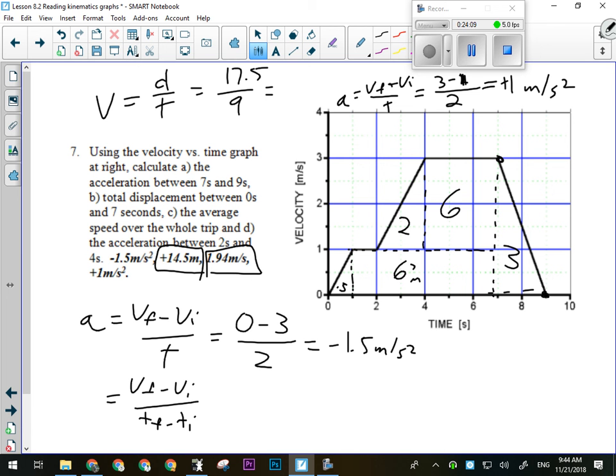So I'm not going to give you a really complex graph to read. I'm not going to make it so that you have to do 10 calculations for 3 marks. That's not fair on a test. But that's the kind of stuff I'm going to ask. All right.